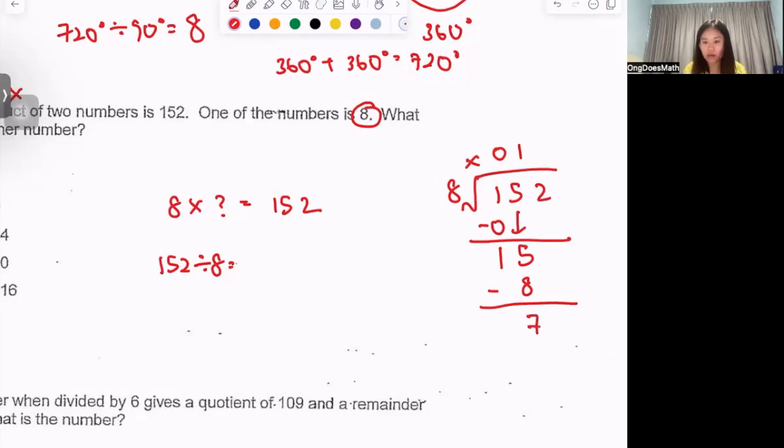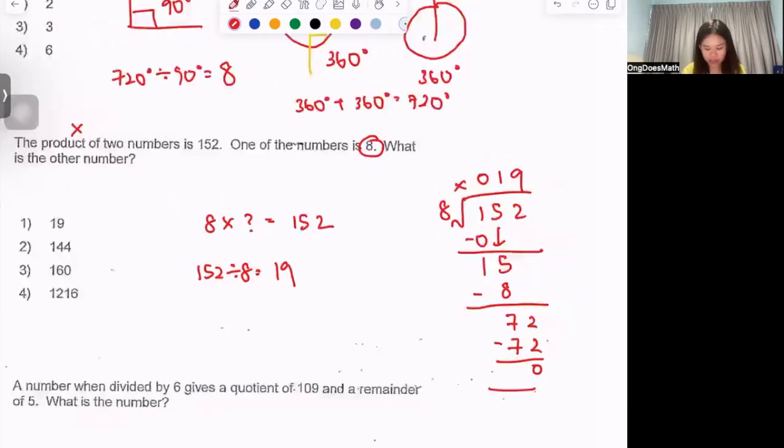72. Now, how many groups of 8 can fit into 72? Is 9. 9 times 8 gives you 72. So subtract 72, you should get no remainder. And hence answer should be 19. And hence the other number should be 19.